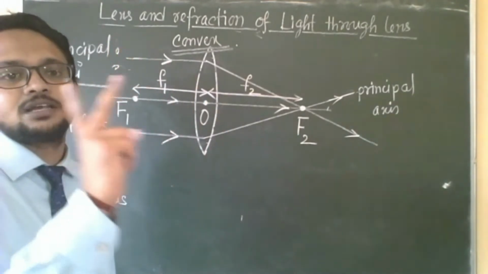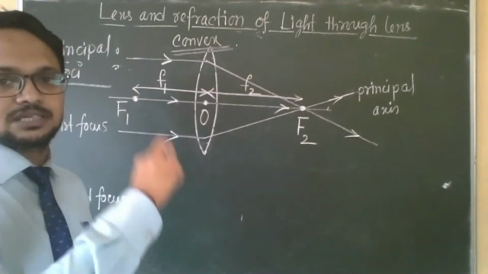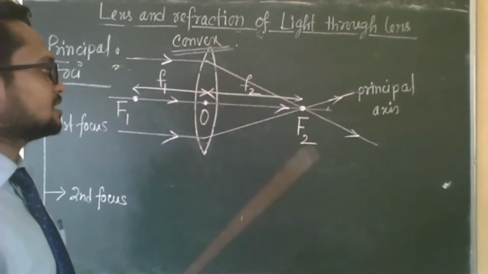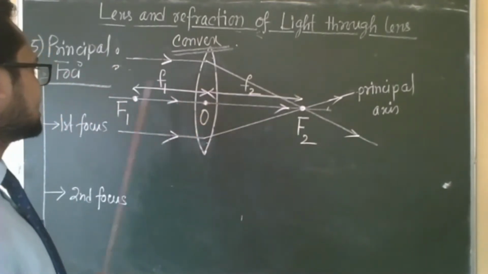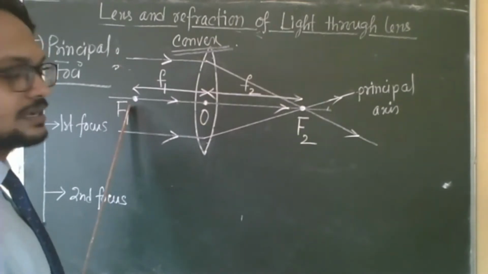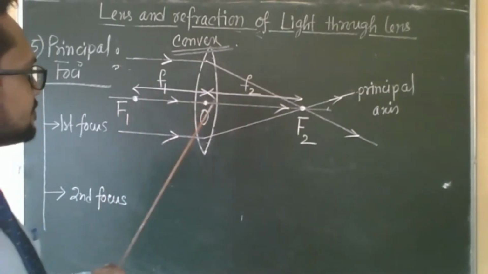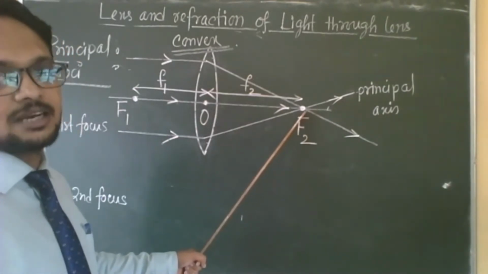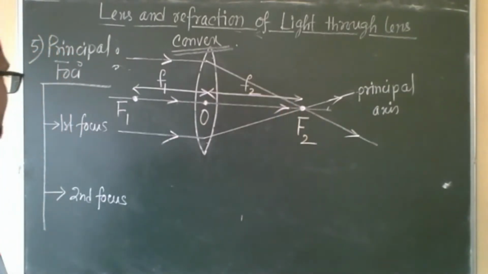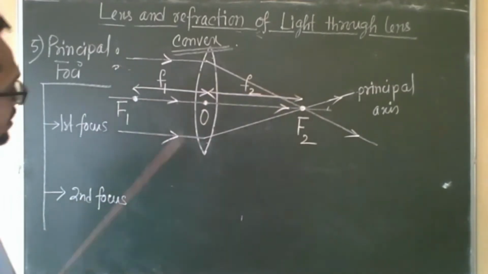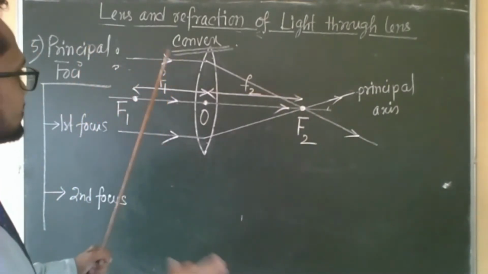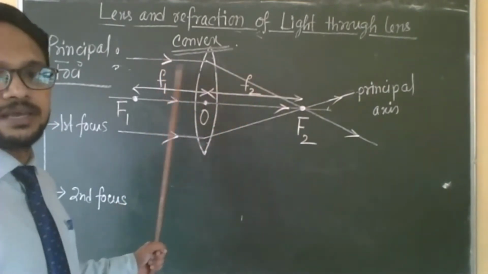For this reason, we get two focal lengths, as we have a first focus and a second focus. Focal lengths are measured from the optical center to the first focus point, that is the first focal length, and from the optical center to the second focus point, that is the second focal length. I'll tell the condition, and it is written in your book, under which F1 and F2 will be equal.